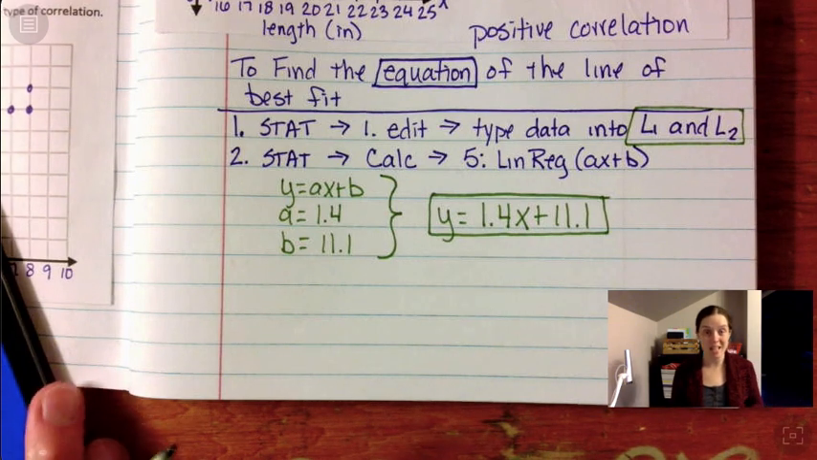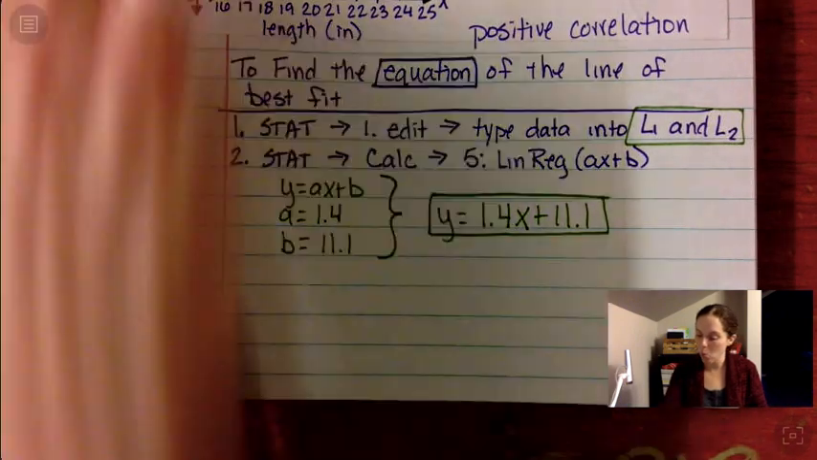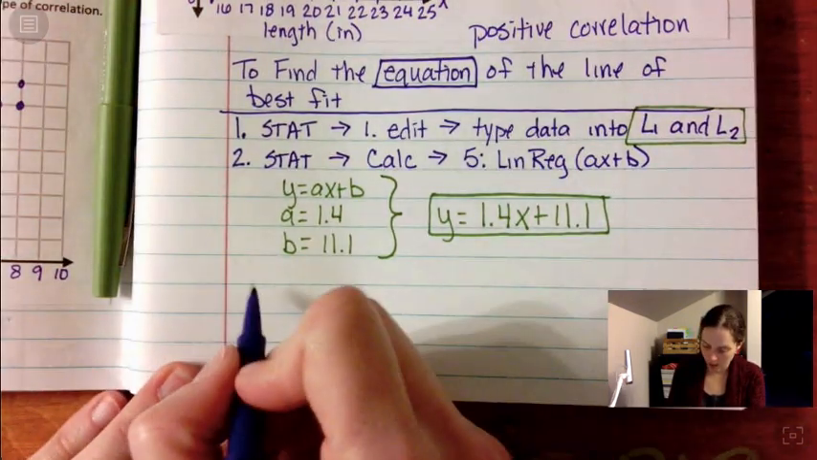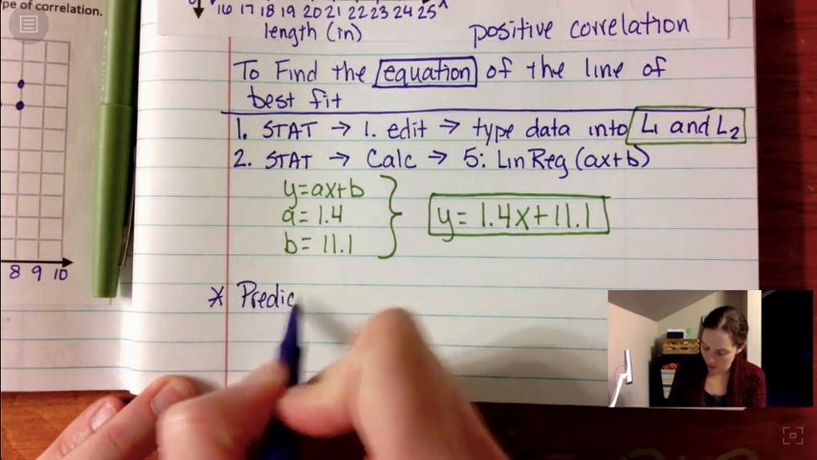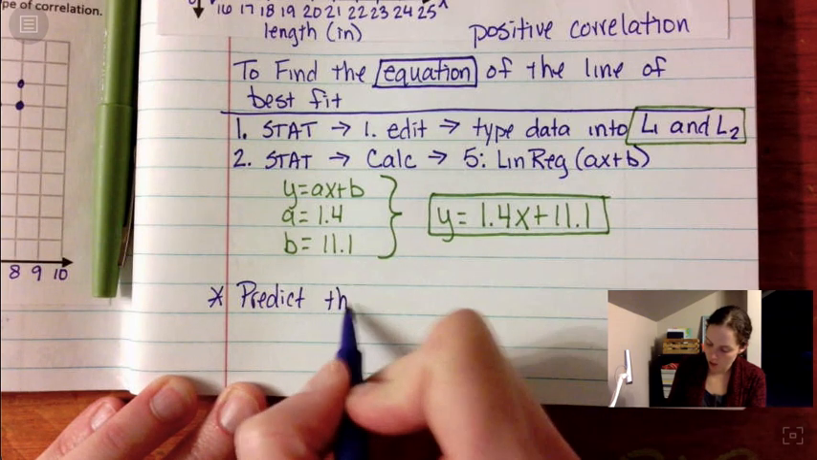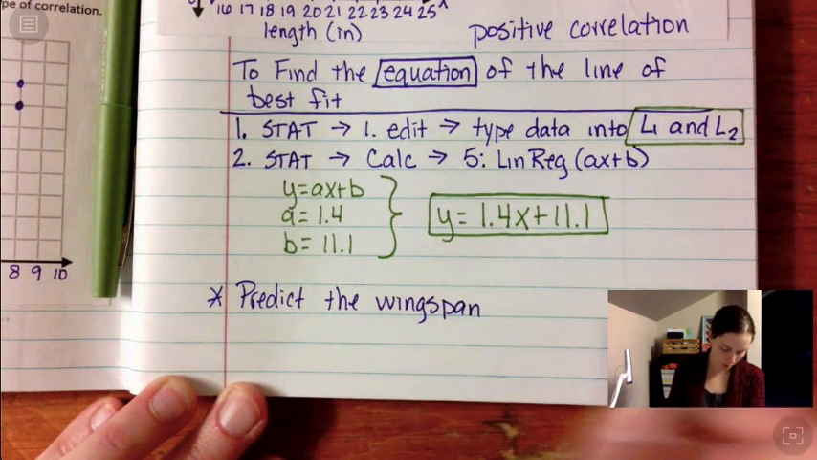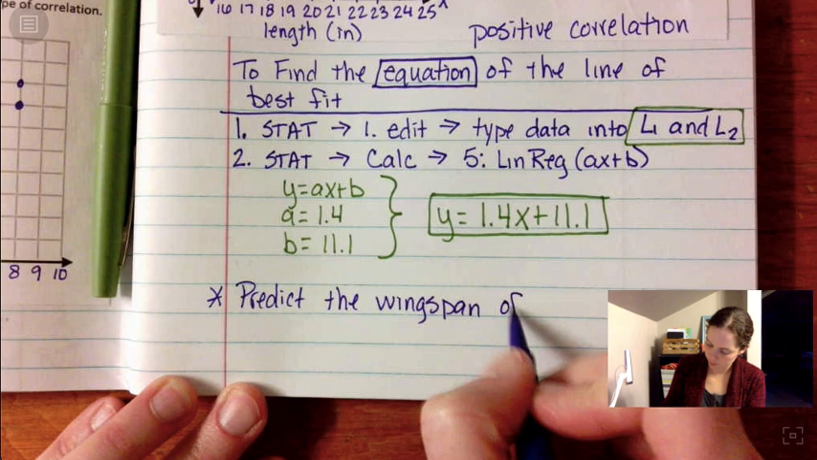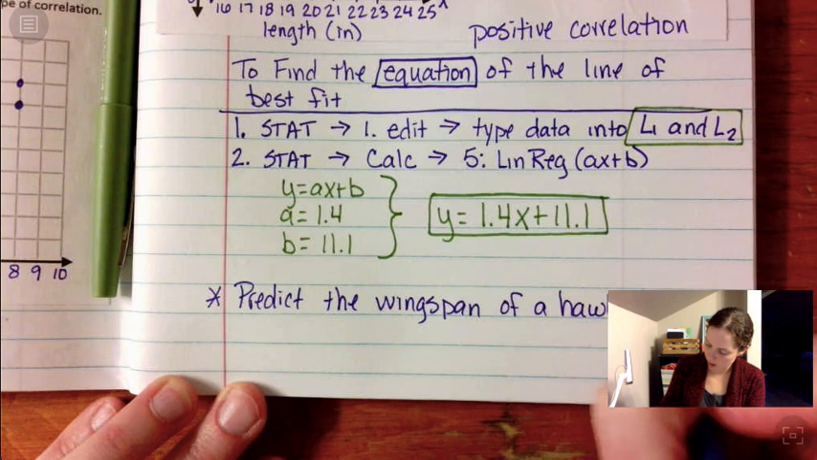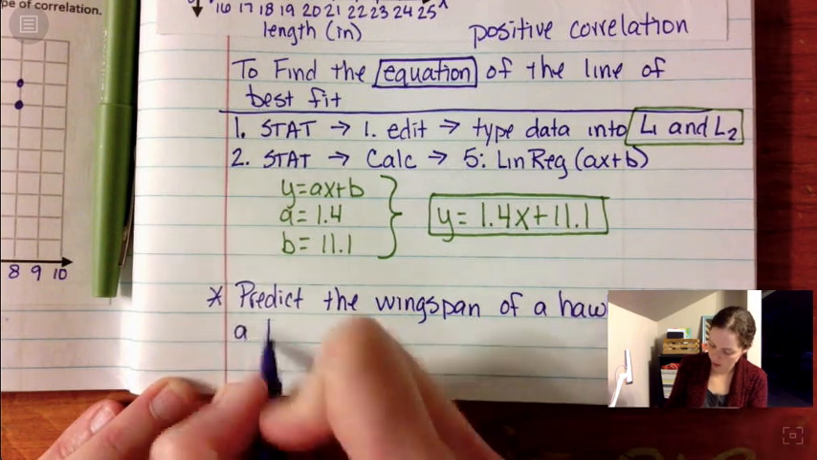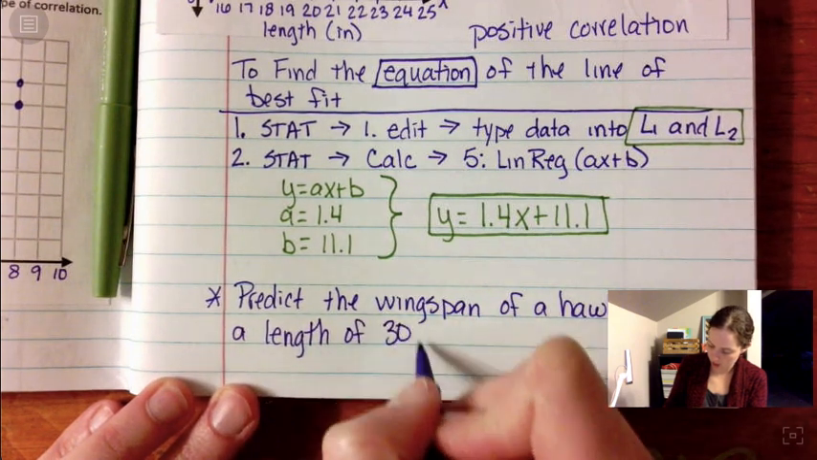Okay? I'm going to do one last thing, because what's the point of getting this line? This would be the perfect line through those numbers. The point is to do this right here. In your assignment, it's going to take it one step further, and it's going to say, predict the wingspan of a hawk with a length of 30 inches.